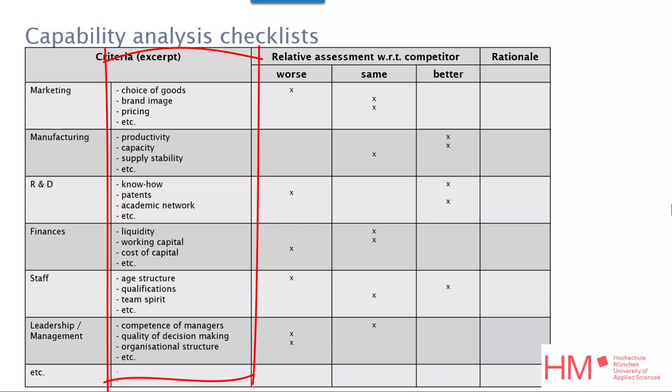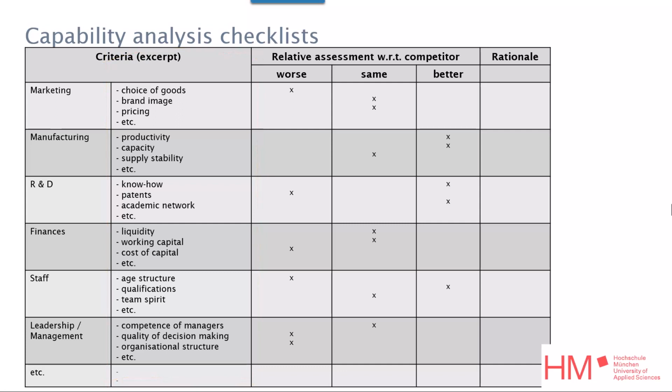In R&D, we'd look at our know-how, the number of patents that we have. In finance, the important indicators are liquidity, so the amount of cash we've got on hand in order to pay current bills, working capital, the cost of capital. In terms of staffing and HR, we'd be interested in knowing something about the age structure of the people who work with us, their qualifications, so their abilities, their know-how, and also things like company culture in terms of the team spirit, and finally the leadership management of the company, the competences of the managers and the ability to make good decisions.